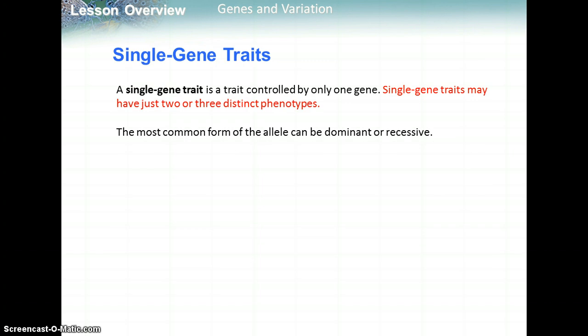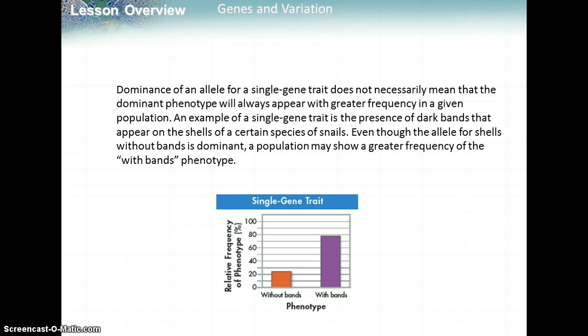Single trait genes. So when you're looking at a single trait gene, it's a trait controlled by only one gene. So we've seen that last semester with monohybrid crossing. Single gene traits may have just 2 or 3 distinct phenotypes. The most common form of an allele can be dominant or recessive. So dominance of an allele for a single gene trait does not necessarily mean that the dominant phenotype will always appear with greater frequency in a given population.